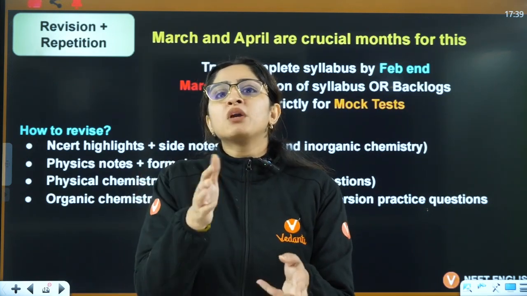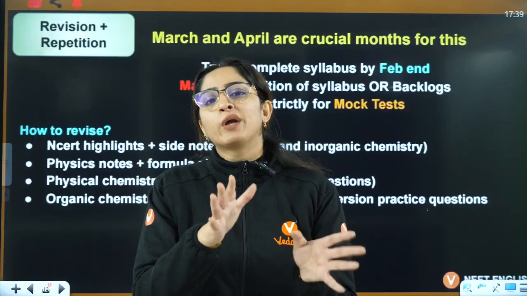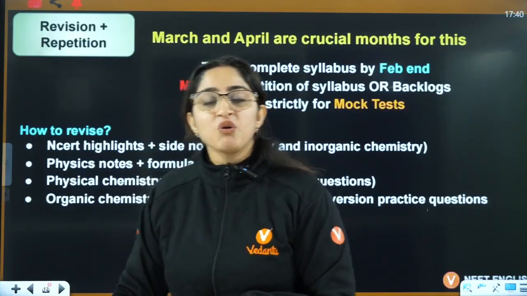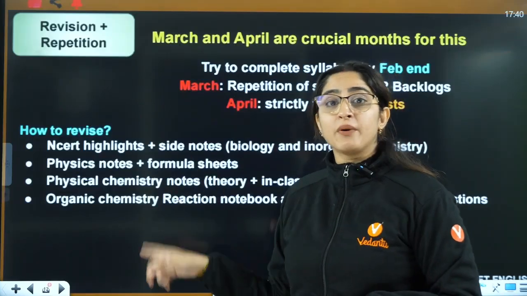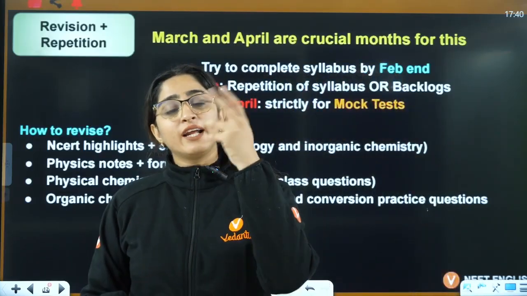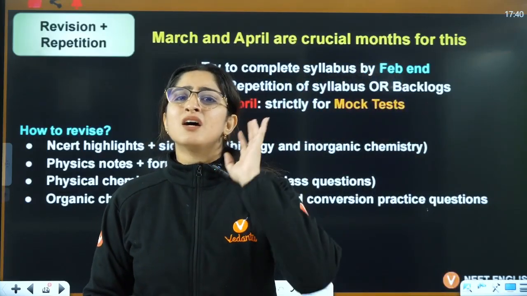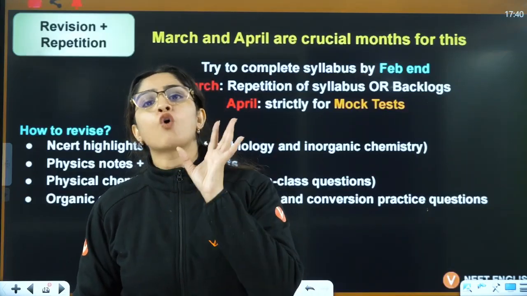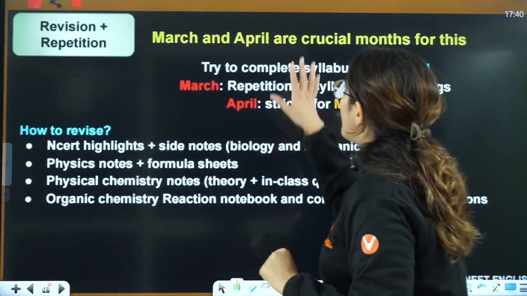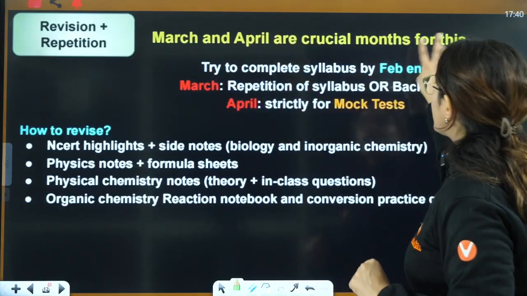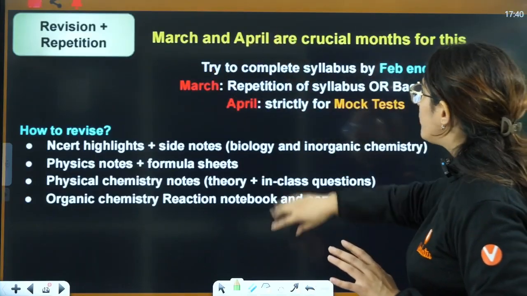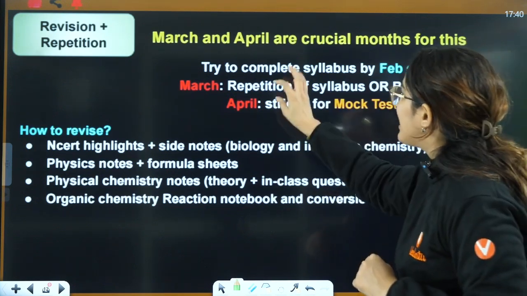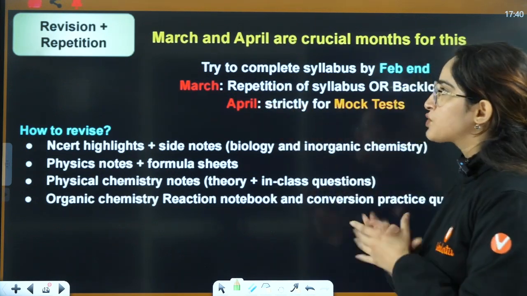Then maybe only 40% of students are doing analysis of that test and understanding what is the mistake. And till here, revision and repetition, you will see only 10% of the students are doing revision and repetition, and even if they are doing it, it's in a wrong way. So let's understand that. March and April are crucial months. So here what we will do, repetition of syllabus or backlogs will be completed in April, strictly for mock tests.